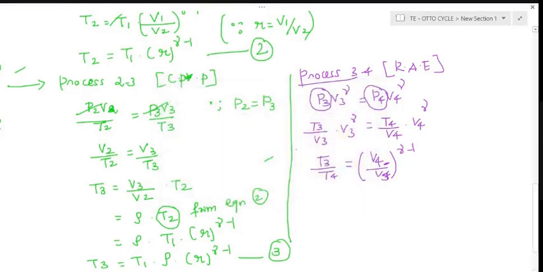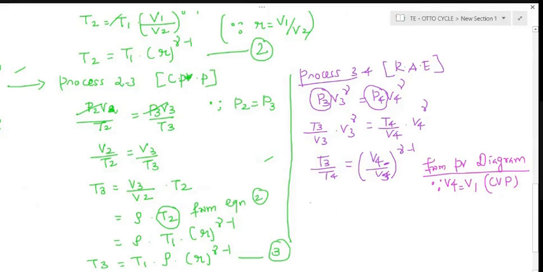If you consider the PV diagram, we know that the process between 4 and 1 is a constant volume process, which is nothing but V4 equal to V1. Since it is a constant volume process, V4 equals V1.